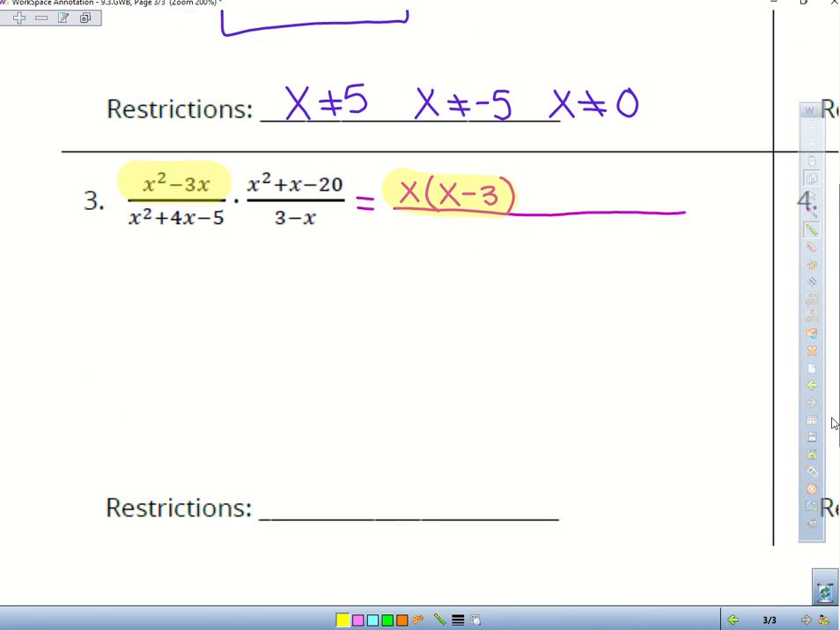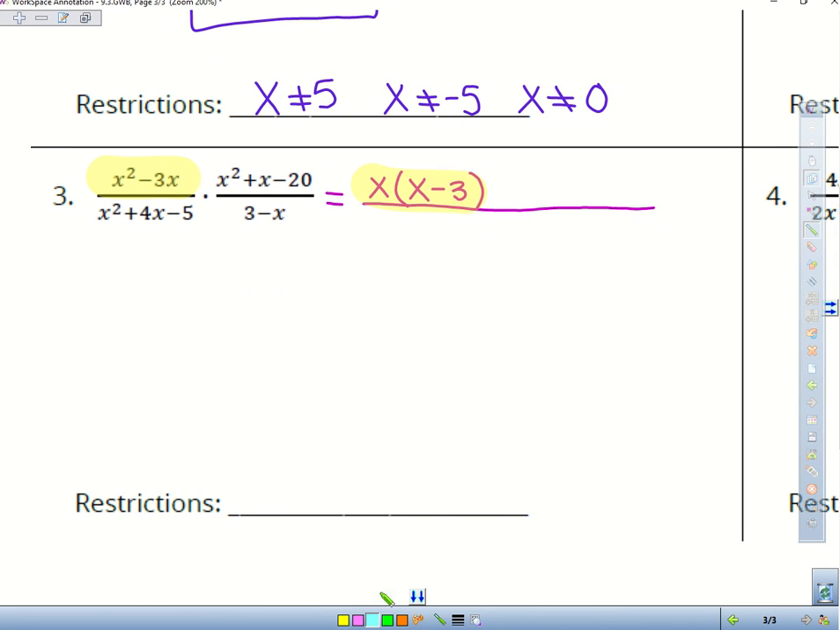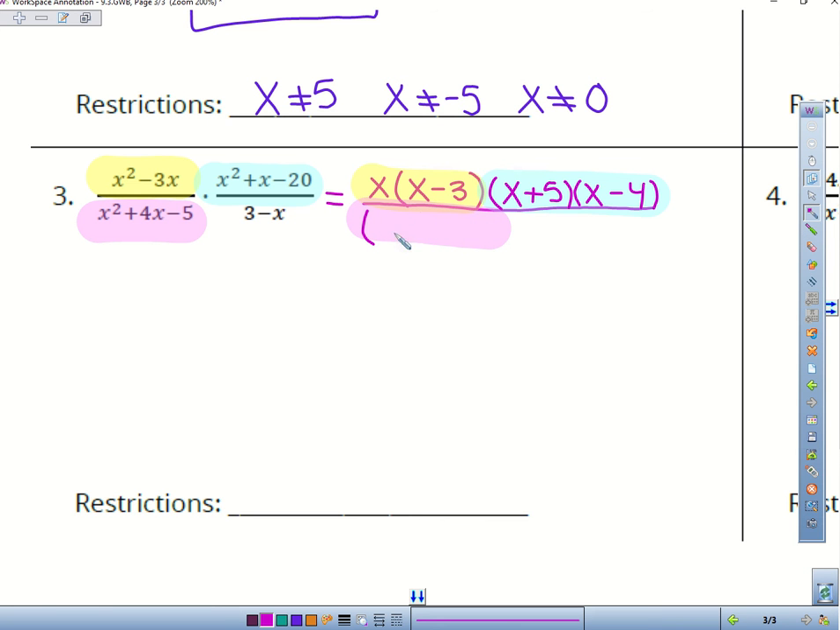So is everybody good with what I did on 3 so far? Now we're going to factor this trinomial, and what's that one going to factor into? So negative 4 and 5. Good. Nice. Exactly. And then we're going to do this one. So what's that one going to factor into? X plus 5, x minus 4.